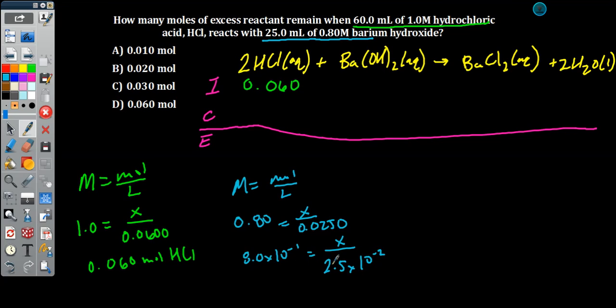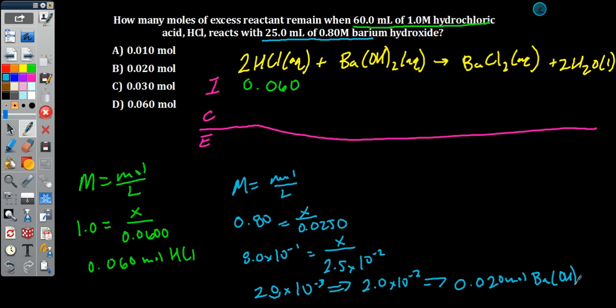When I multiply these two things together, I end up with 20 times 10 to the minus 3 moles, which isn't correct notation. So I'm going to convert that by moving my decimal over 1 to 2.0 times 10 to the minus 2 moles, or in standard notation, 0.020 moles of my barium hydroxide. Boom. I'm going to throw that up into my ice table.